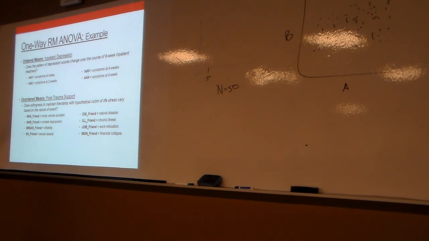In this first one, we're going to say we have inpatient depression scores, right? What we're interested in is whether the pattern of depression scores changes over the course of a 6-week inpatient treatment. So we've got BDI-1 at intake, then BDI-2 depression scores at 2 weeks, 4 weeks, 6 weeks. Okay. Does order make a difference in these data? Yeah. Why is that, Haley?